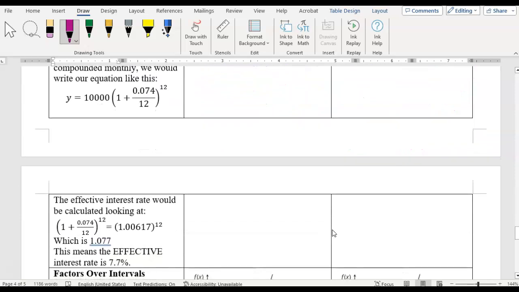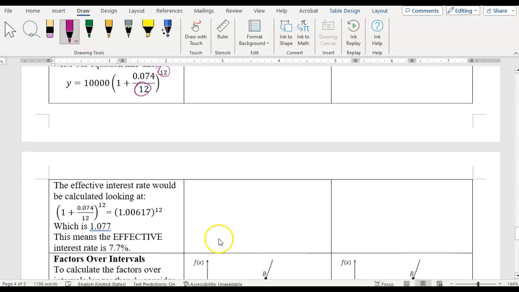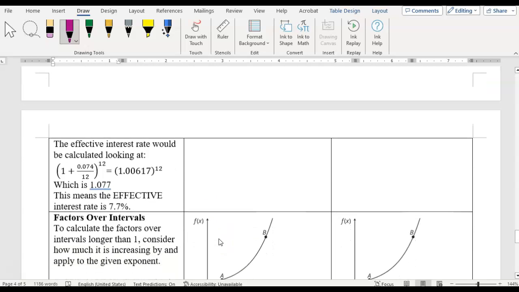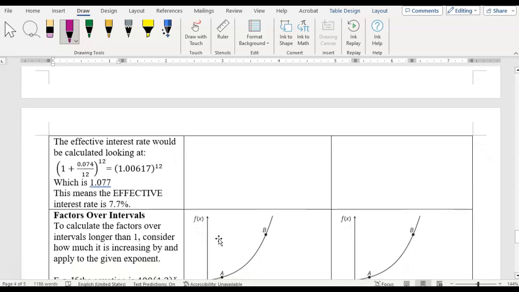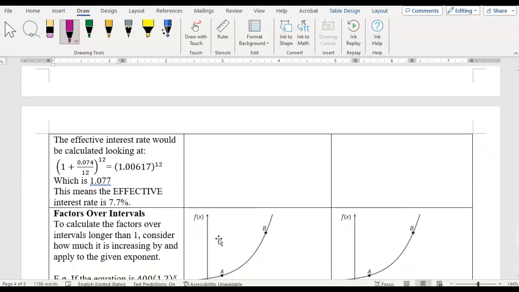So there's a couple examples over here on the side just to show you that if you're compounding monthly, you would divide by 12 and then raise it to the power of 12. And again, you're just dividing that rate by 12 because we're breaking that rate up over a period of time in the year. If we want to find the effective interest rate, we only need to look at the factor raised to that power, right? The new factor raised to that power, and then that gives us our effective interest rate by looking at the percent here.